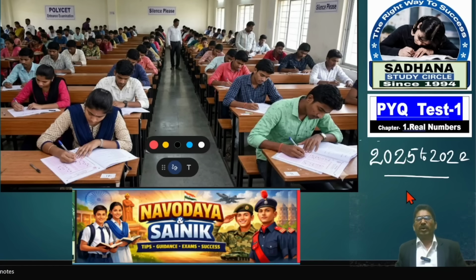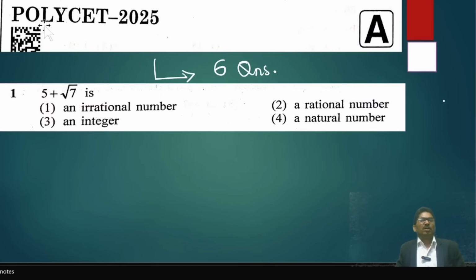Now I am going to explain PYQ Test 1, Previous Year's Questions Test 1 based on Chapter 1, Real Numbers, from 2025 to 2022. First, Polyset 2025. From this, we have 6 questions. Approximately in each entrance test we are getting 5 or 6 questions. So in this 2025 we have 6 questions.